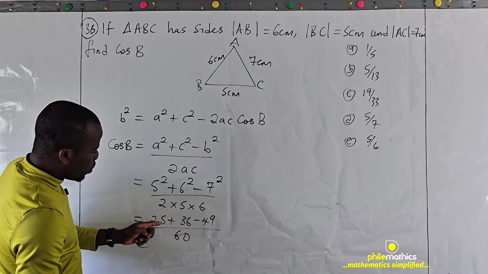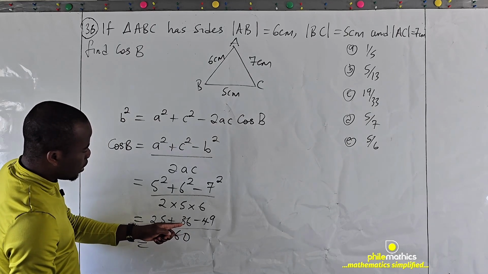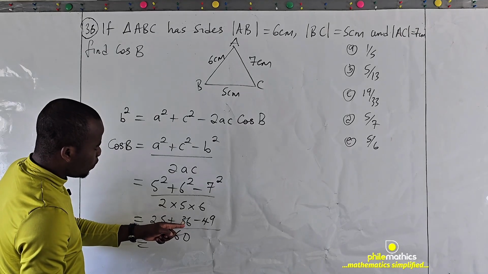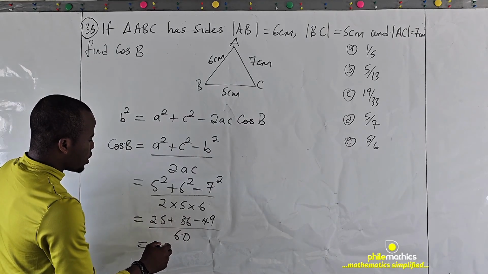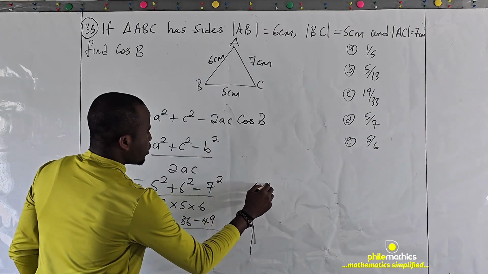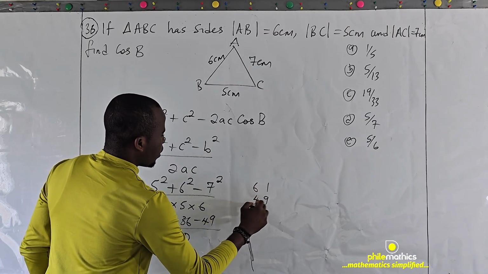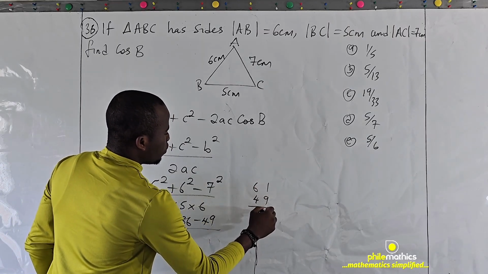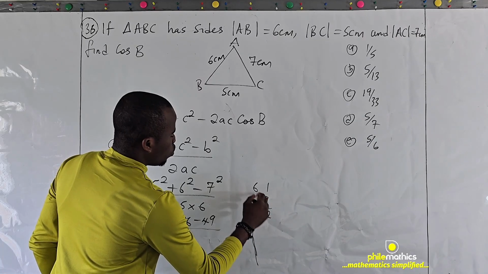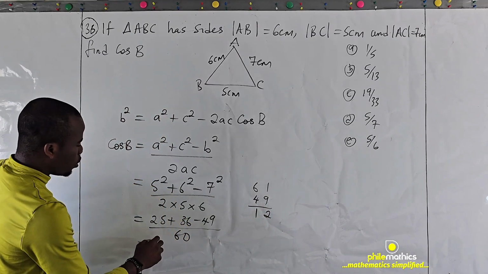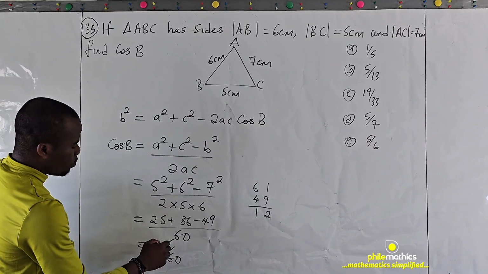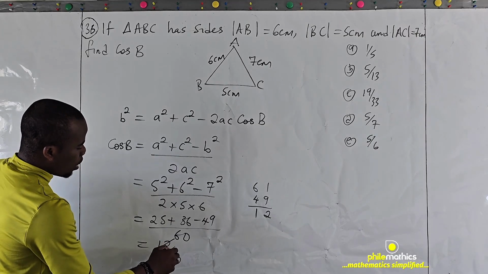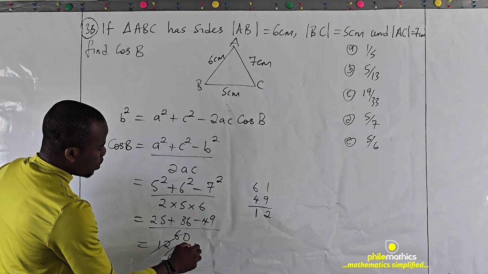So 25 plus 36 is 61. And 61 minus 49 is 12. So this is 12 over 60. And so 12 can go here 1, 12 can go here 5. So this is 1 over 5.